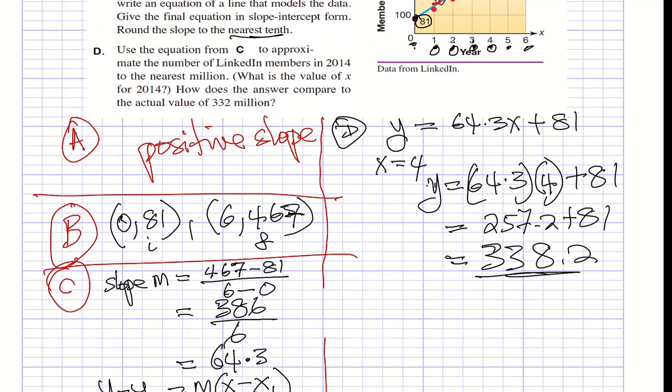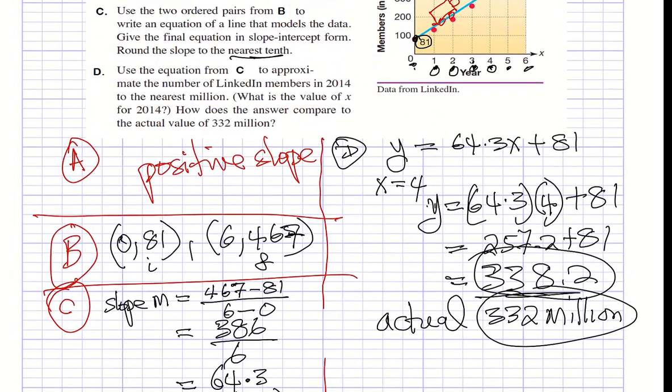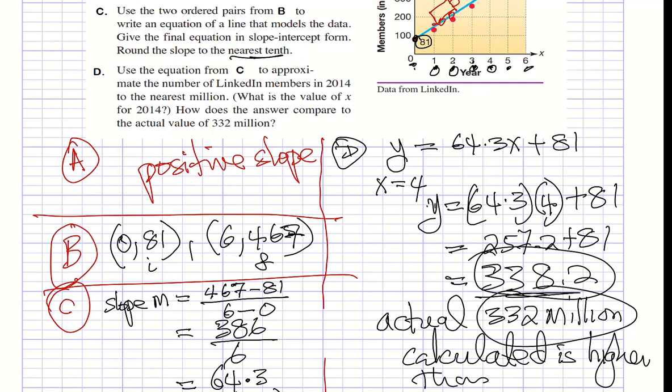So what else do they want us to do? How does the answer compare to the actual value? The actual value is 332 million. It's close, but it's off. What we got is higher. Calculated is higher than actual, because look at the number. We're off by about 6.2 million. But we're done with that problem.